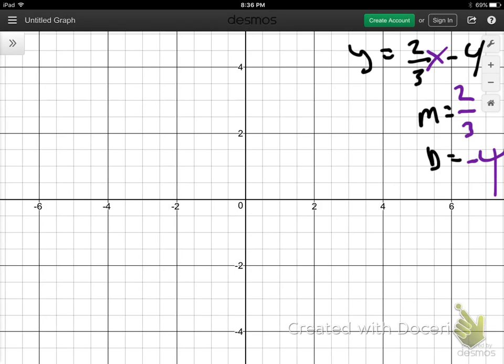So I plot the y-intercept first. That's my starting value, way down there at negative 4. To get my next point, I have to go up 2 units, to the right 3 units. I could do it again: up 2 units, to the right 3 units. Now that we have enough points to make a straight line, we do that. Extend it, arrows, positive slope.